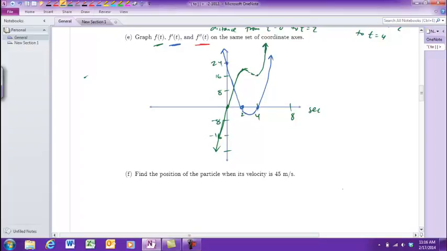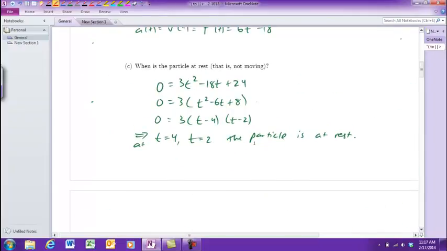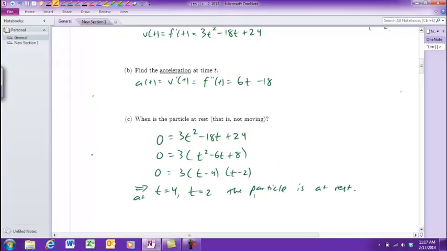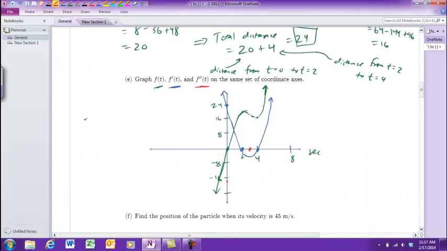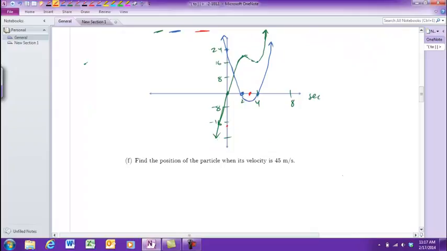And then f double prime of t, my acceleration function, that's just a line. And I think it crosses down here at negative 18, and it has a slope of, I think, 6 or something like that. Let me look back at it. Yeah, slope of 6, and y-intercept is negative 18. So that'll end up crossing my x-axis at a 3, and those are the 3 graphs.